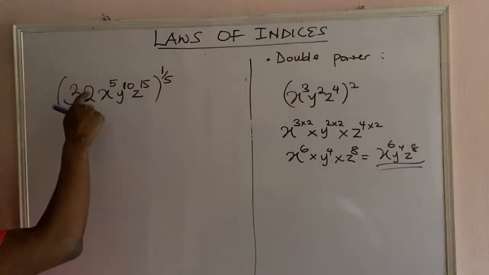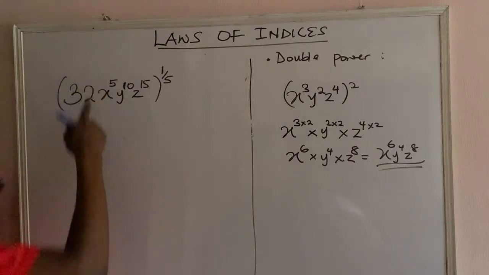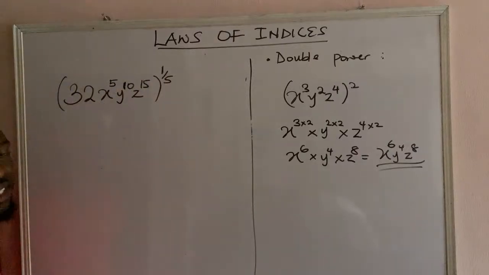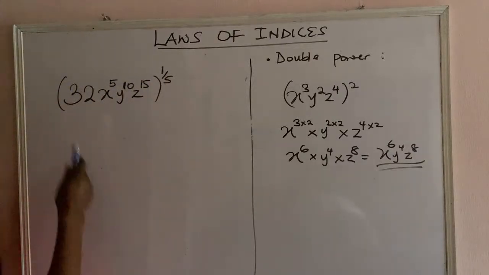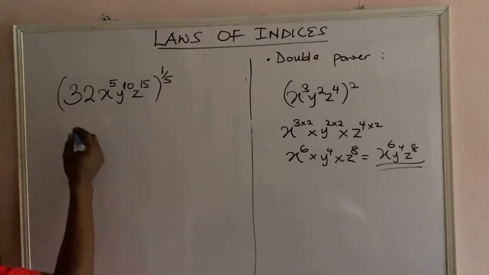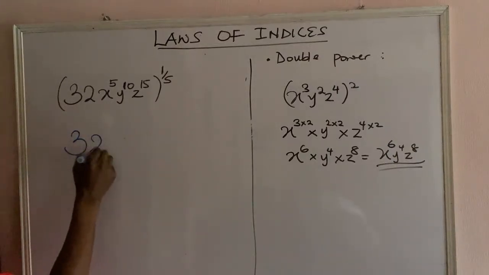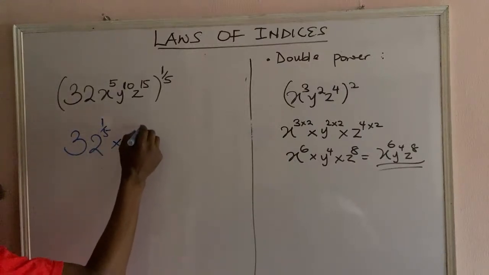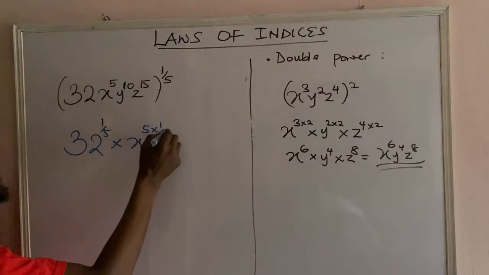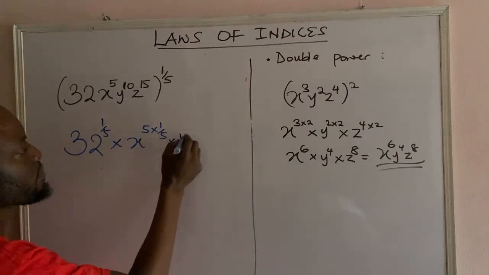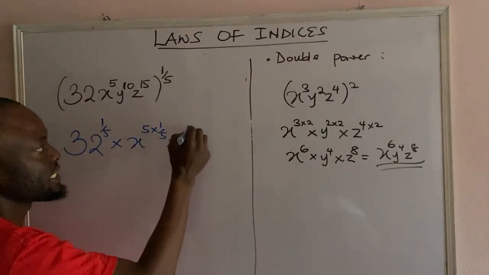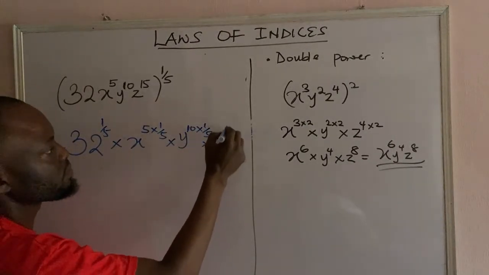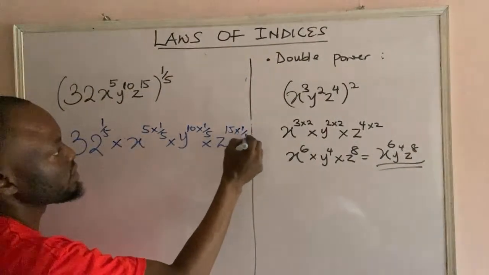So for 32, 32 has the power of 1. So if I multiply 1/5 by 1, I'm going to get 1/5. So now my new expression will be 32 raised to the power 1/5 multiplied by x raised to the power 5 times 1/5 multiplied by y raised to the power 10 multiplied by 1/5 multiplied by z raised to the power 15 multiplied by 1/5.